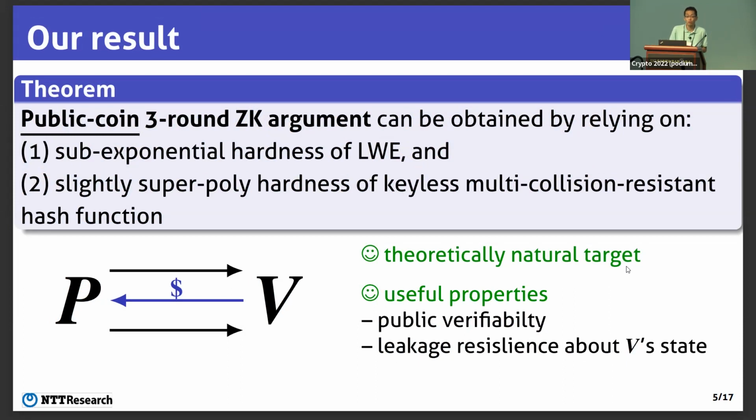And also, since our protocol is public-coin, it automatically satisfies several additional useful properties, such as public verifiability, meaning that anyone other than the verifier can also check whether a transcript is accepting or not. And it also satisfies leakage resilience against verifier secret state, since the verifier doesn't have any secret state in a public-coin protocol.